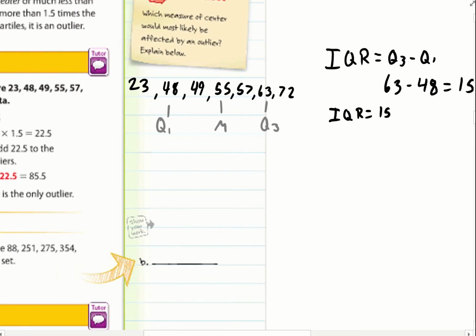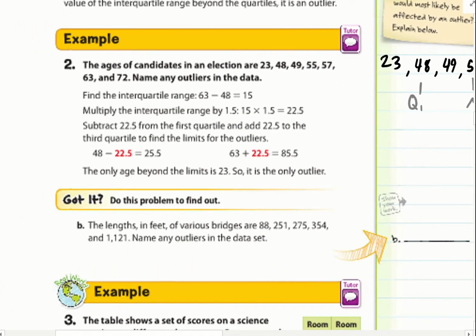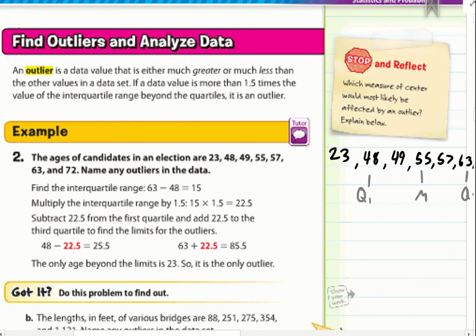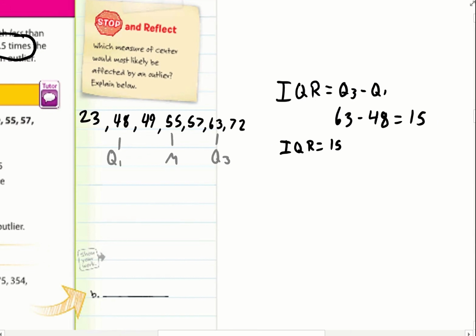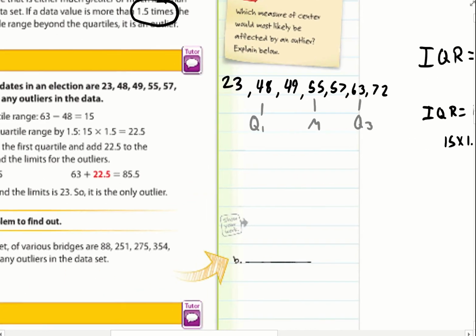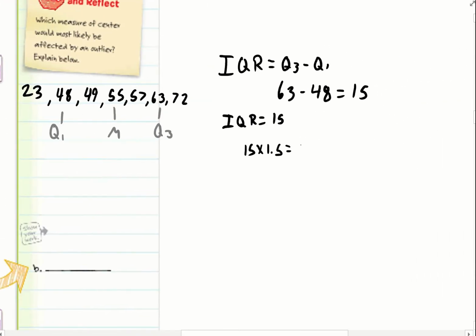Now we're going to use the IQR to help us find the outliers. So remember the 1.5 times the value of the interquartile range. I take my IQR and I'm going to multiply it by 1.5. So 15 times 1.5 is going to equal 22.5.